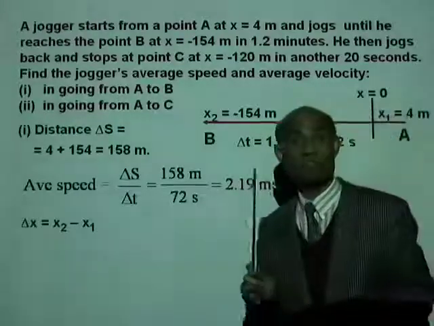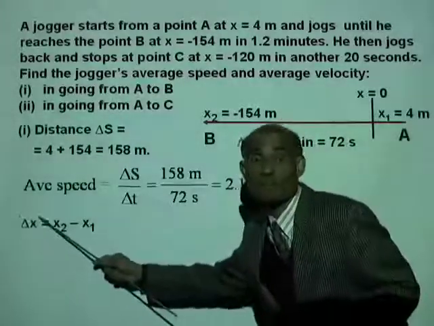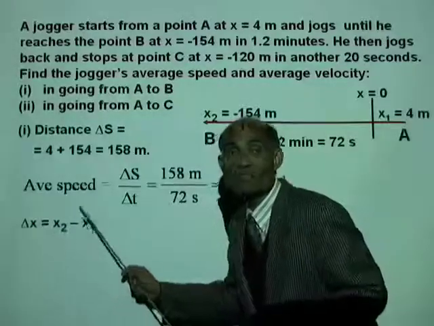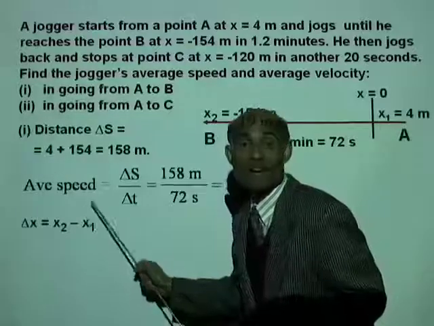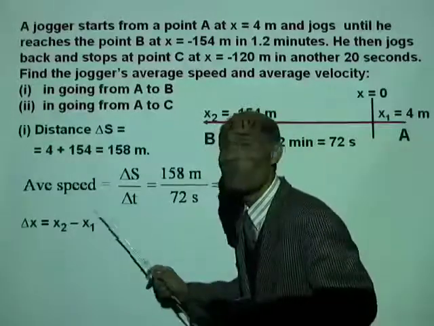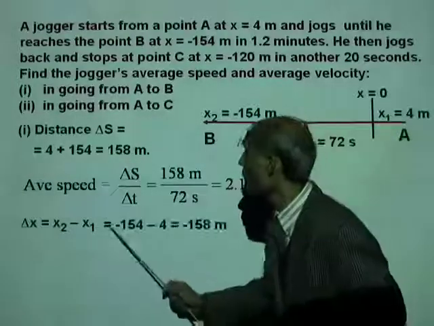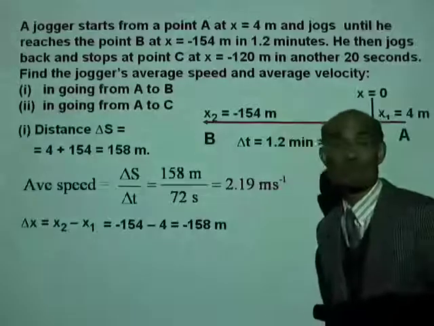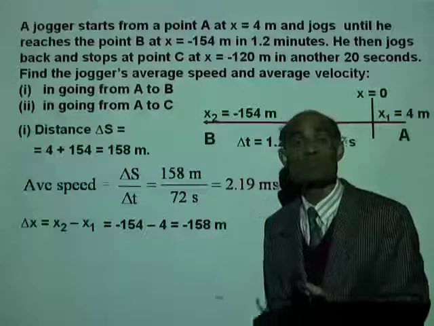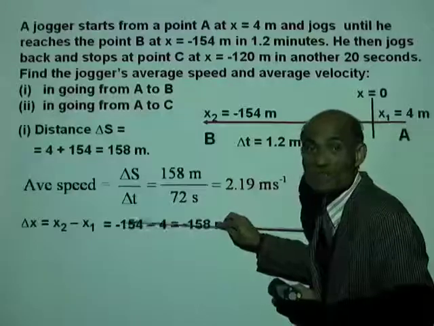Now let's find the average velocity. In order to find the average velocity, we need the displacement. And watch how we obtain the displacement. Displacement is final position minus the initial position. That is the definition of displacement. Change in position. Final position minus the initial position. What is the final position? Negative 154 minus the initial position, minus 4, and that is negative 158 meter. I want you to understand the difference between distance and displacement.